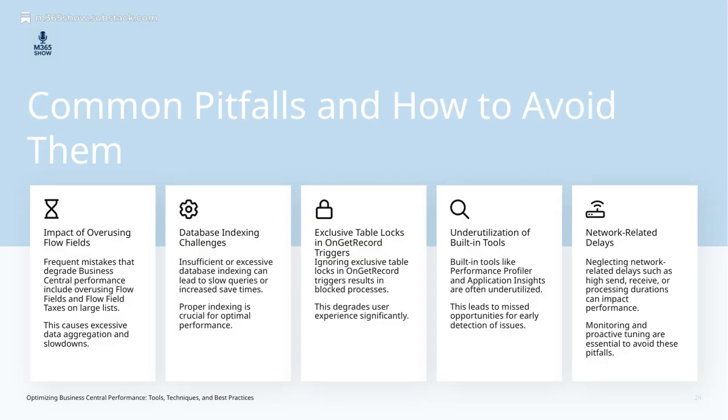Another common issue is ignoring exclusive table locks in OnGetRecord triggers. When these locks aren't managed properly, they can block other processes, leading to user frustration and degraded experience. Proper handling of these locks is essential to keep things running smoothly.